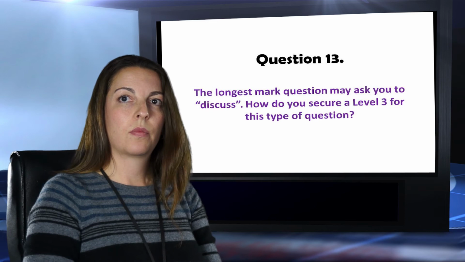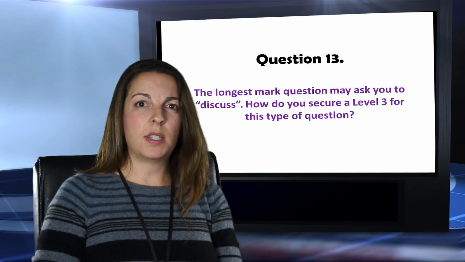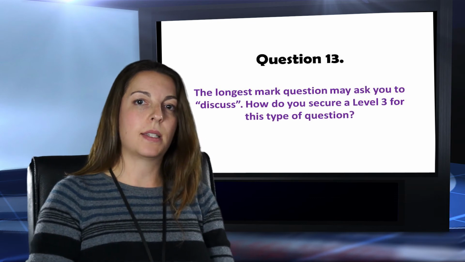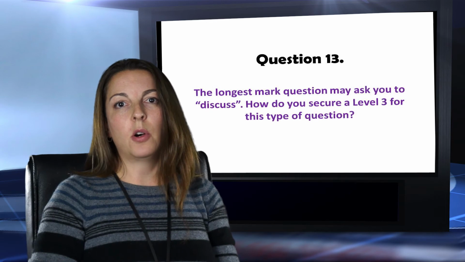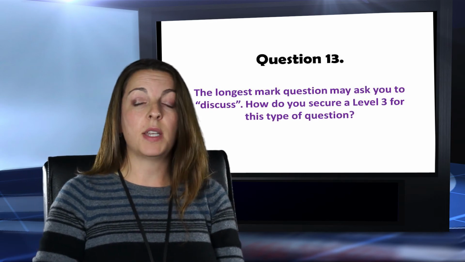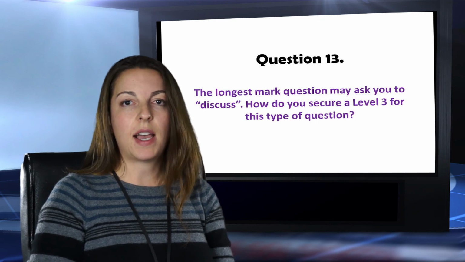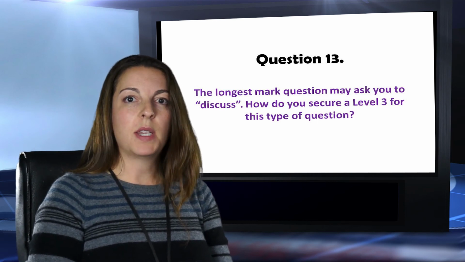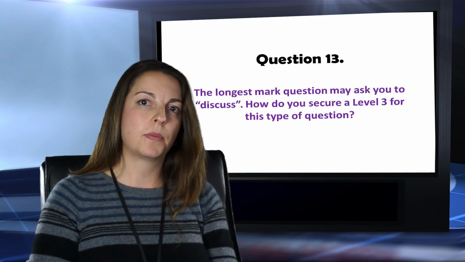How do you secure a level 3 for this type of question? In order to get a level 3, which is going to be your top marks, you have to give a balanced argument. So you have to put your opinion in there, and you also have to support your answer with any case study information that you have. If you don't give any real life examples, you're not going to get higher than a level 2. So you have to make sure that you do include those specific examples that we've studied in class.